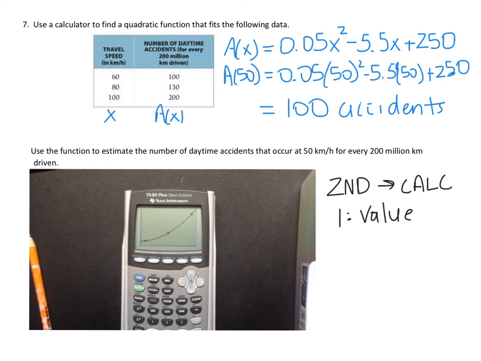Now you can find this estimate by using your calculator. And the way to do that, once you have your scatterplot graphed and your function graphed over your data, you can then go to Second Calc and select option 1 for value, and then enter 50, that was our input value, enter 50 for x, and you should get 100 for the answer.